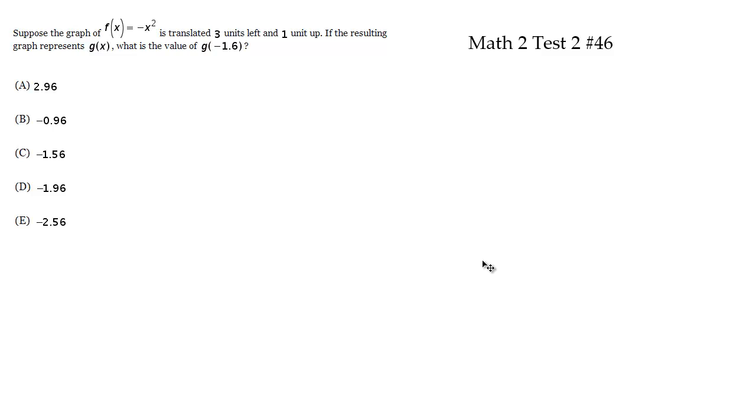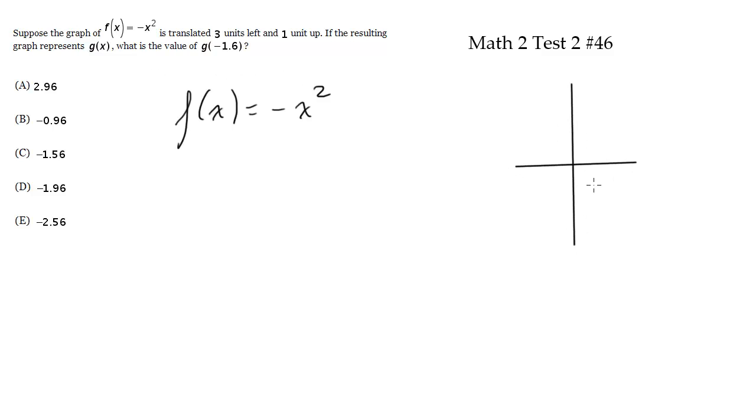So suppose the graph of f of x equals negative x squared is translated 3 units left and 1 unit up. If the resulting graph represents g of x, what is the value of g of negative 1.6? So our original function is f of x equals negative x squared. We're then going to translate it 3 units left and 1 unit up.